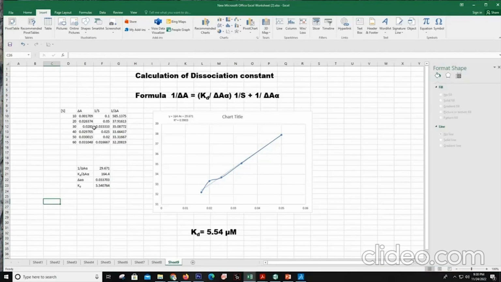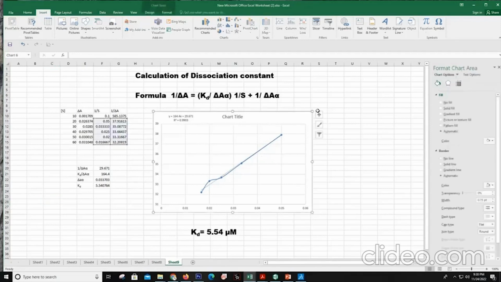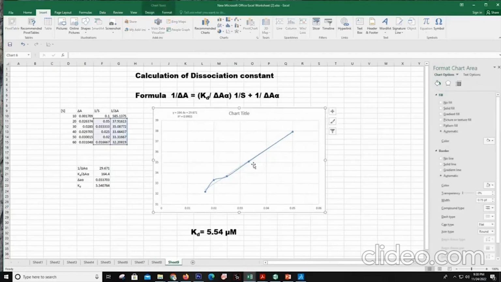Now from the data which we have got, these are the ligand concentrations. This is the delta A value at 396 nanometer, and from this we can calculate 1 by S, and after that we can calculate 1 by delta A. So now we can plot a graph between 1 by S on the x-axis and 1 by delta A on the y-axis. So here is the graph. We can see we have got a straight line, and the equation for this line is y equals 164.4x plus 29.671.